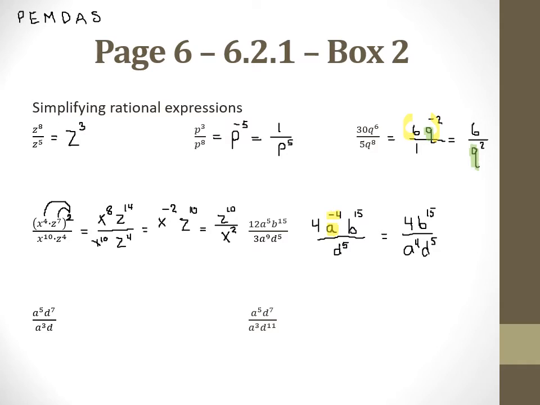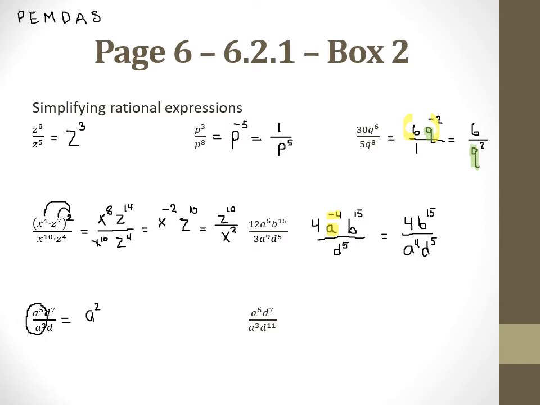Next one here in the bottom left, we have a to the 5th, d to the 7th divided by a to the 3rd d. So taking these one variable at a time, a to the 5th divided by a to the 3rd. 5 minus 3 is 2, so we've got a to the 2nd power.